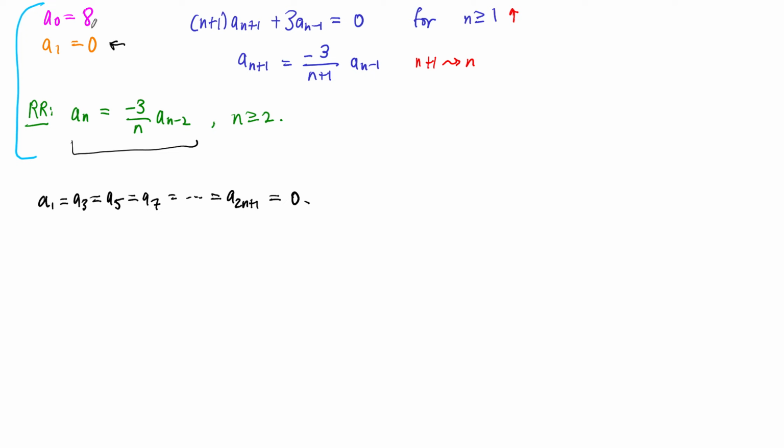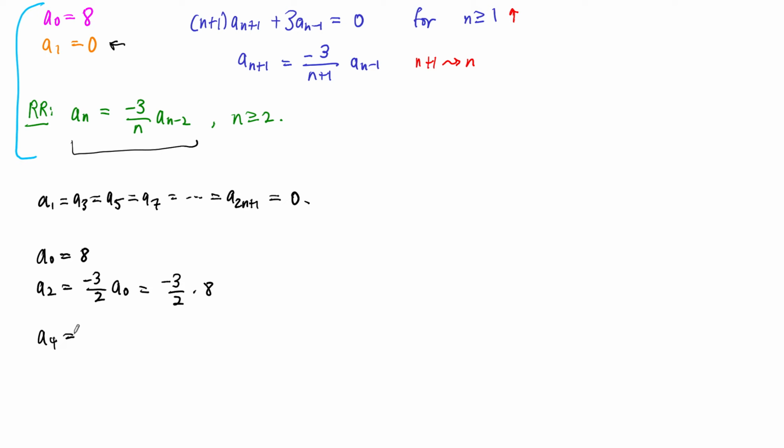So now what are those even terms going to be? Well, let's write out a couple formulas here. We know that a sub 0 is 8. We go to the next one, a sub 2. A sub 2 is negative 3 over 2, based on our recurrence relation, it's negative 3 over 2 times a sub 0. Well, that's negative 3 over 2 times 8. All right, let's go to the next one.